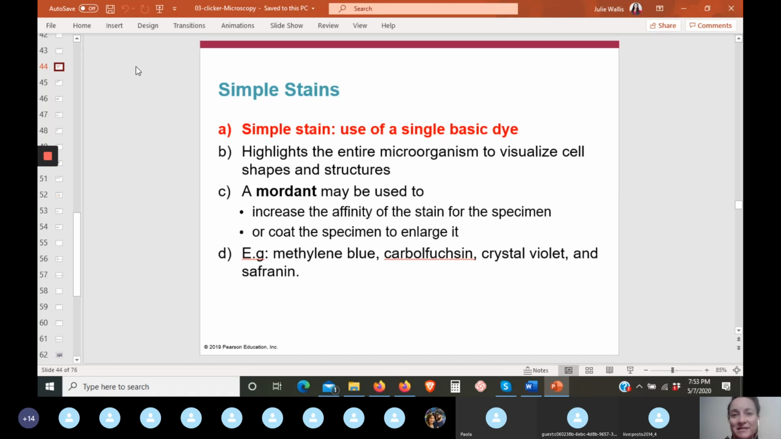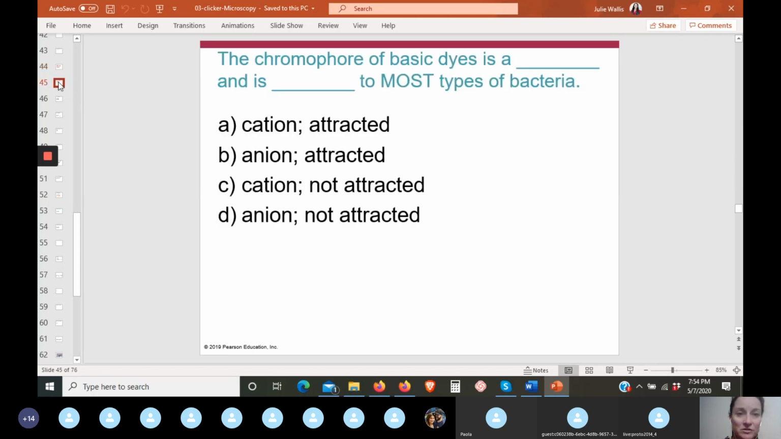So a simple stain is when you just apply a single dye, and basic dyes are the ones that are usually used to stain cells because they are positively charged and they are attracted to the negative charges on the cell membrane or in the structures. Oh man, I probably just gave you the answer to this question. The chromophore, which is the part that has the color, chromo means color, of basic dyes is blank. Is it a cation or an anion? And is it going to be attracted or not attracted to most types of bacteria?